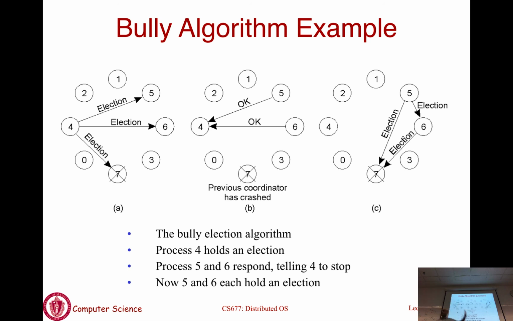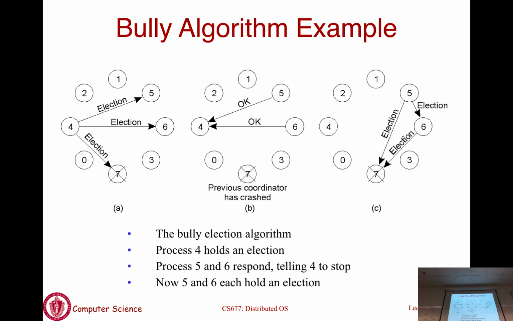So 5 and 6 are going to figure this out. 5 and 6 will actually run elections themselves. 5 will start an election, recursively, and so 5 has sent a message to 6 and 7. It turns out that 6 will also start an election, and in this case it's going to send a message to 7. Now, as part of 5's election, 6 is going to send it an OK, because if you receive an election message from a lower ID node, you send an OK message.